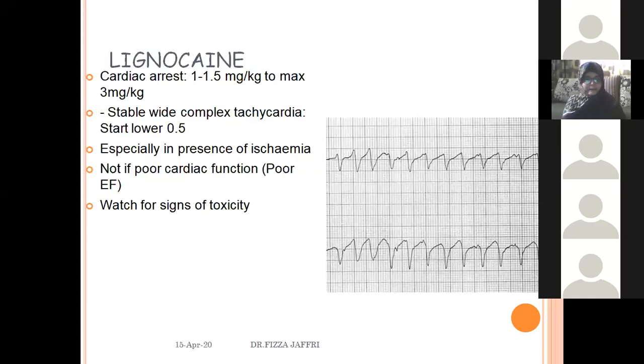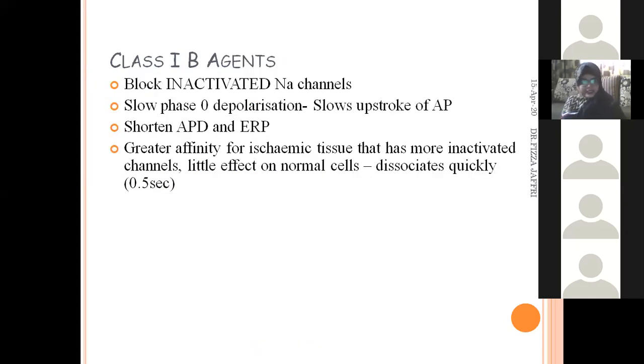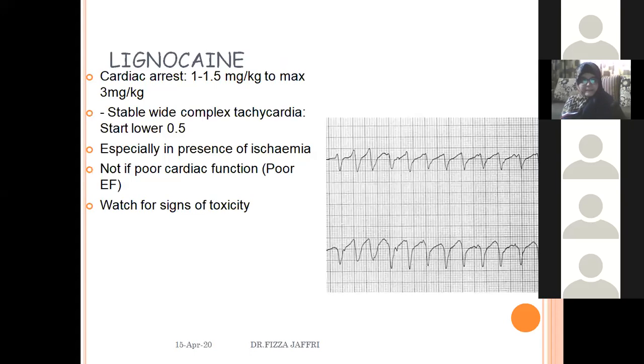So we're going to discuss lignocaine in this category, 1B agents. Okay, indications for lignocaine: cardiac arrest. Don't go into the dose of the drug, just remember the indications. Lignocaine for cardiac arrest. Lignocaine can be given for stable wide complex tachycardia, especially in the presence of ischemia or acute myocardial infarction.